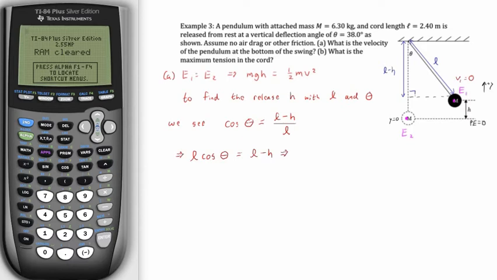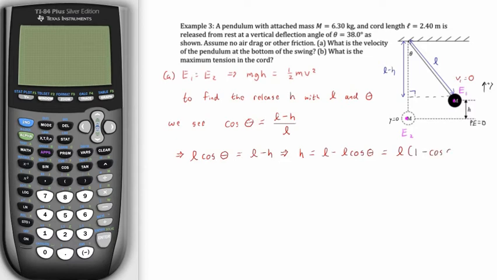And then if I add h to both sides and subtract L cosine theta from both sides, I'm going to have h equals L minus L cosine theta. Alright, and then I can factor out that L, and so this is going to be L times 1 minus cosine theta. And this is a good general result for pendulums. Okay, so now we can use that information in our conservation of energy.